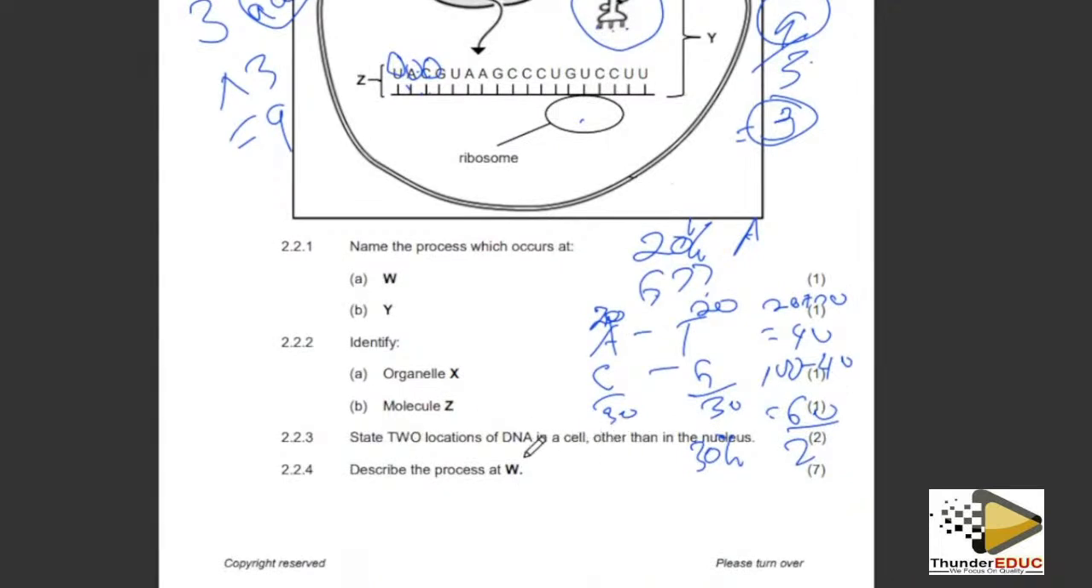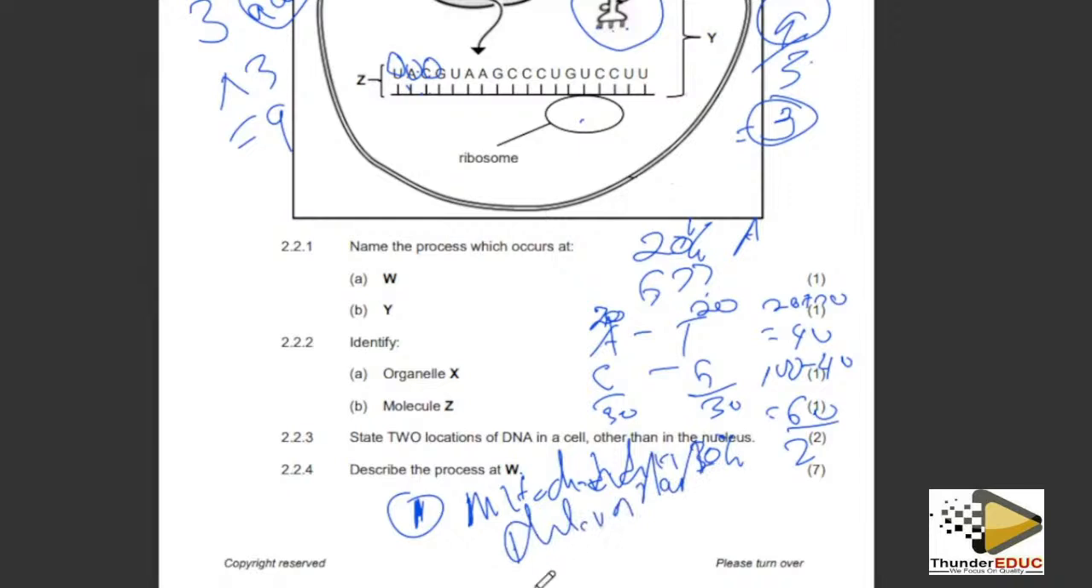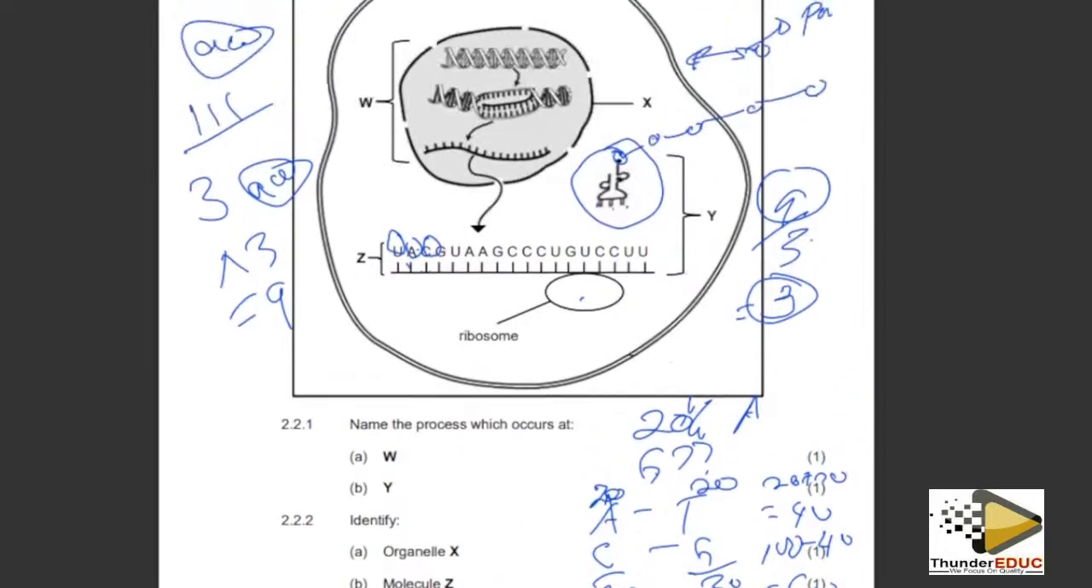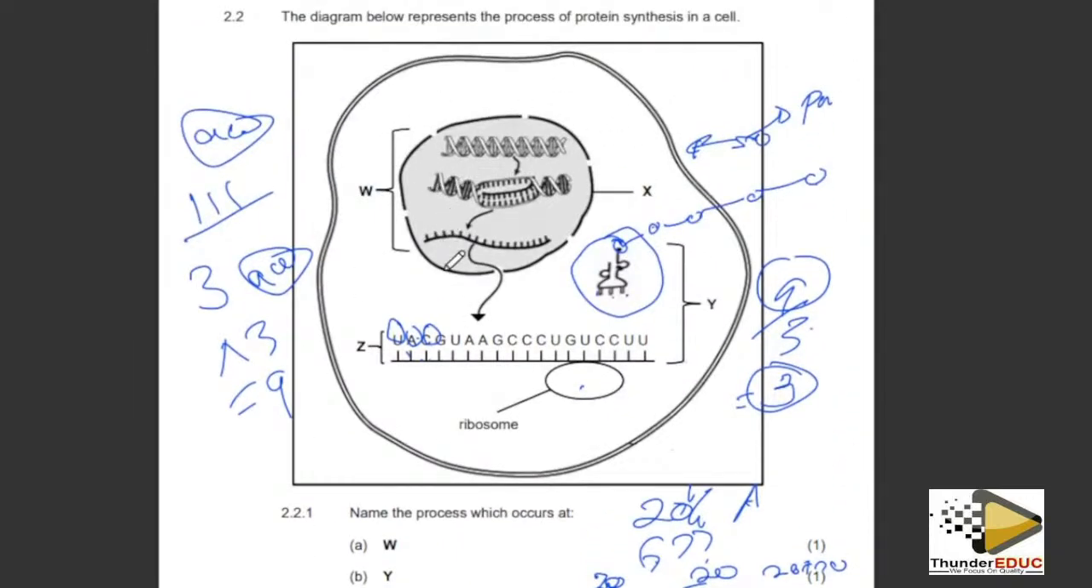State 2 locations of DNA in the cell other than the nucleus. So it means you have to talk about mitochondria and chloroplast. Describe process W. We don't have any other process occurring in the nucleus except transcription. So you have to describe transcription.